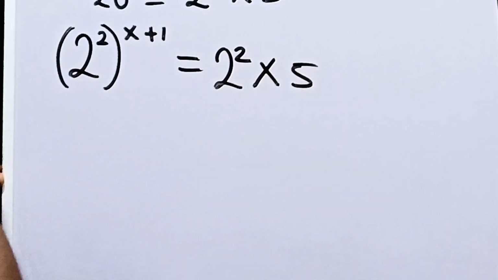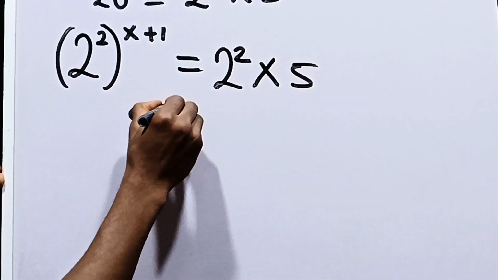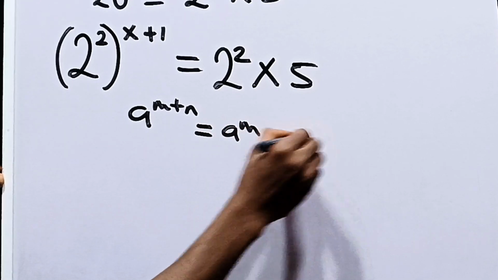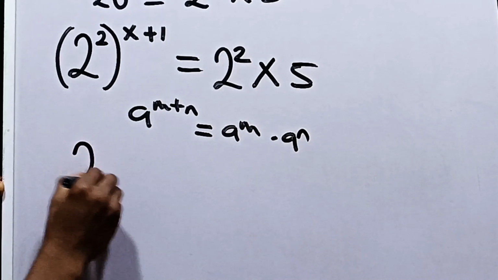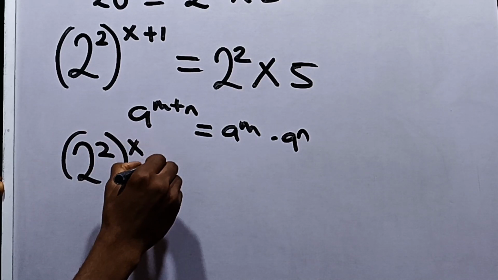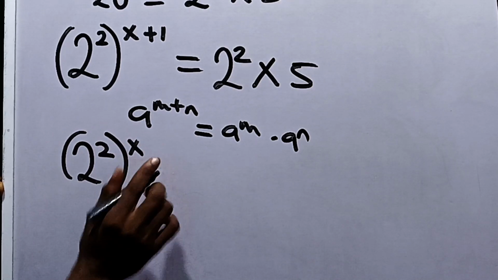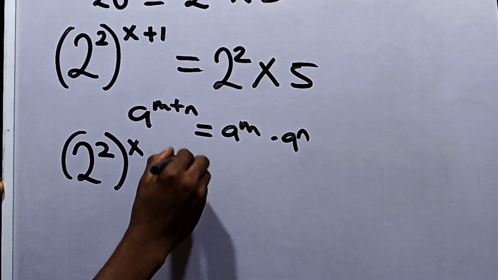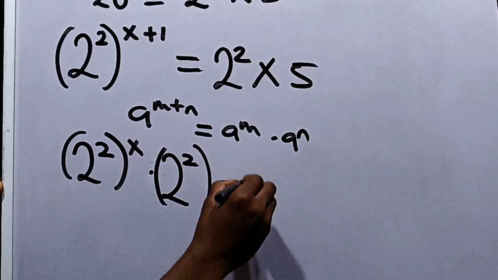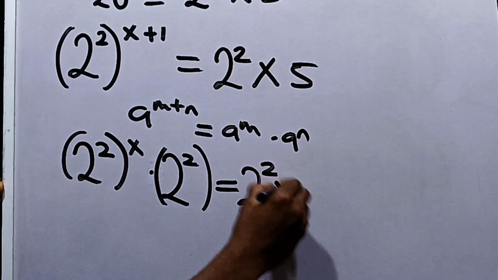Okay, now when you have a raised to power m plus n, it's equal to a raised to power m multiplied by a raised to power n. So we're going to have here that 2 raised to power 2 raised to power x multiplied by 2 raised to power 2, all raised to the power of 1, which is 2 raised to power 2, is equal to 2 squared times 5.